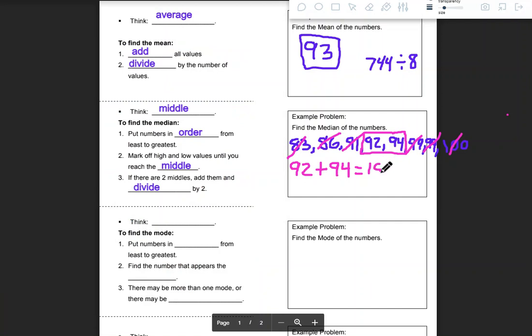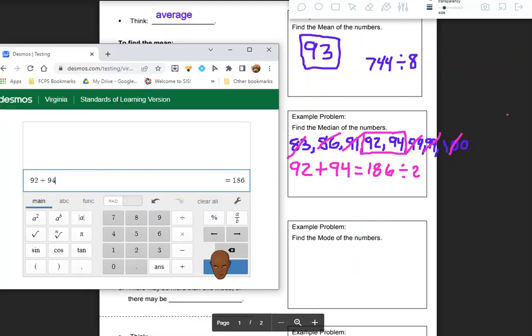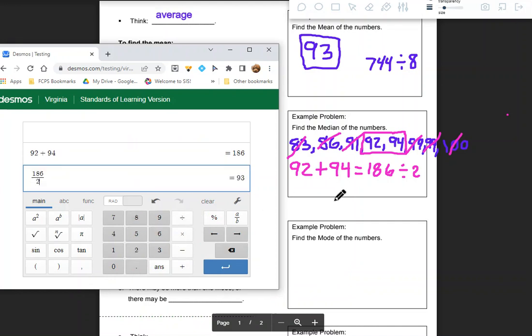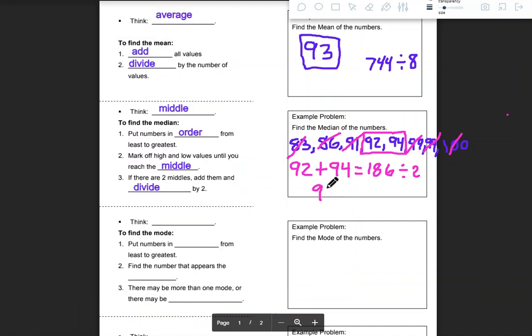186. All right, and I just added two numbers together, right? So then I have to divide that by 2, and that will give me the average of those two middle numbers. So 186 divided by 2 gives me 93. So our median is 93. That is our answer, 93.